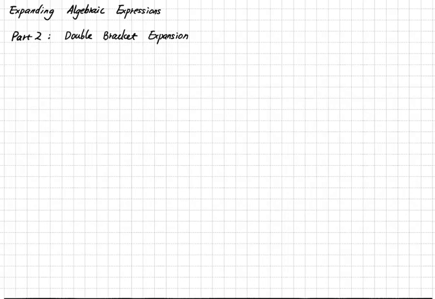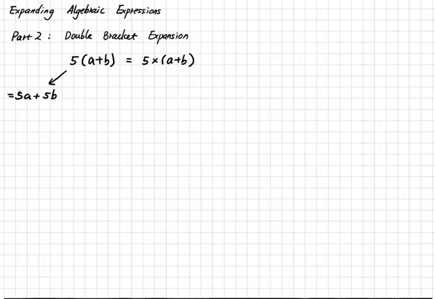Hello everyone, this is part 2 video of expanding algebraic expressions, focusing on the double bracket expansion. Now let's consider this one example here before we actually move on to the double brackets. We learned this in the part 1 video, how to expand the single bracket. This actually means 5 times by a plus b. So that means we have 5 groups of a and 5 groups of b. So when we expand it, it will become 5a plus 5b.